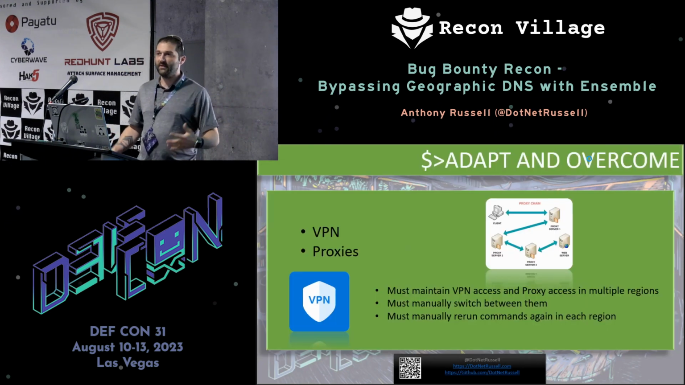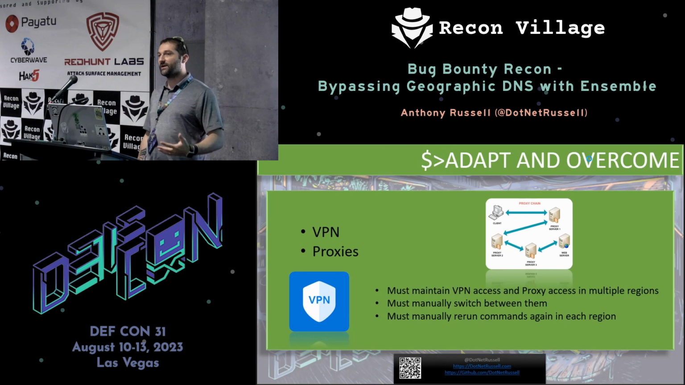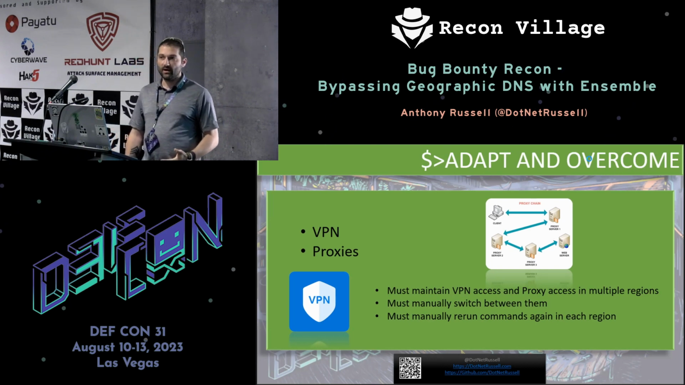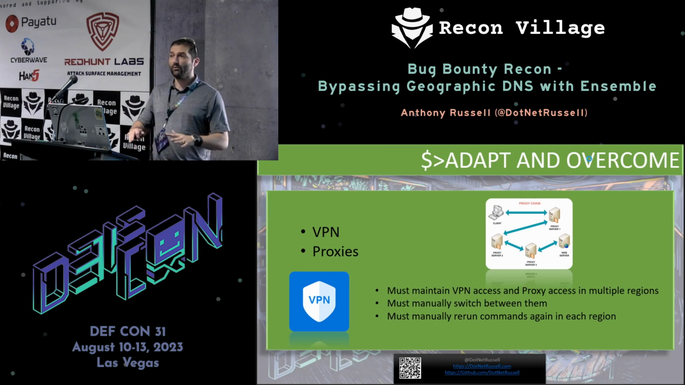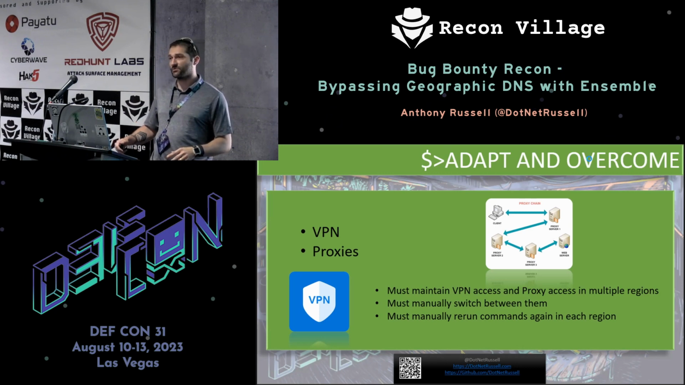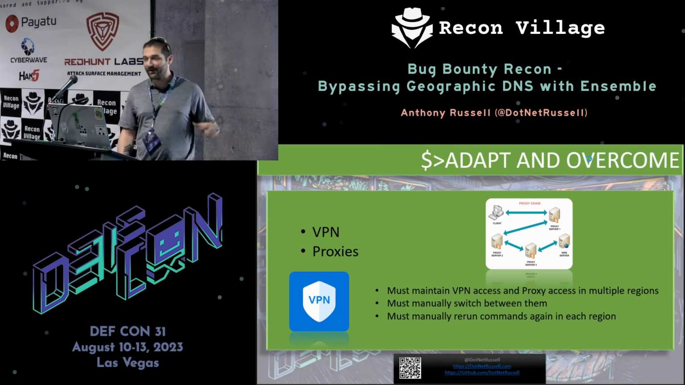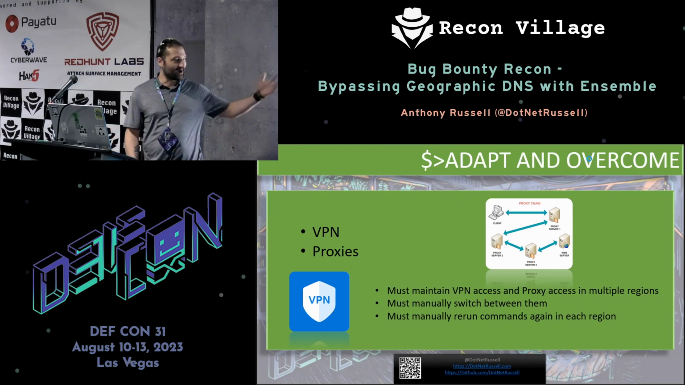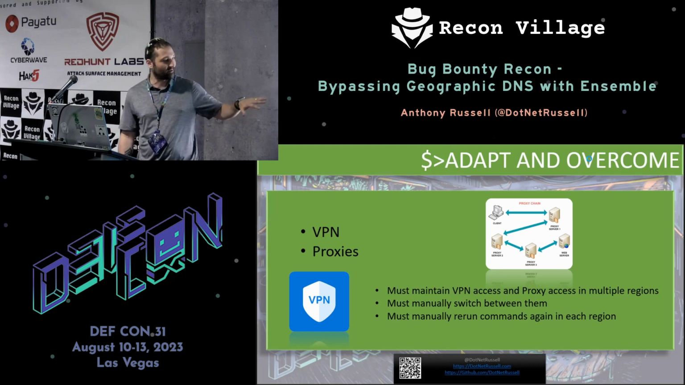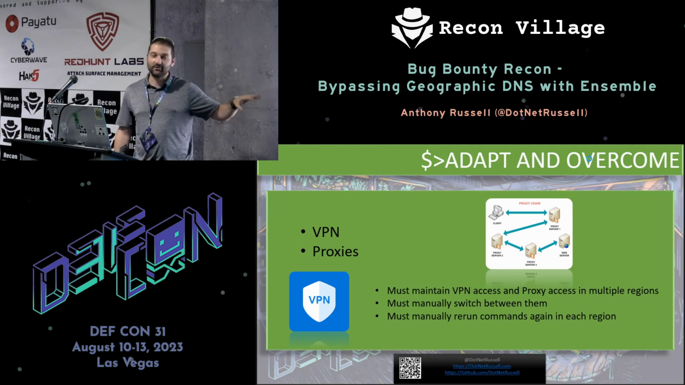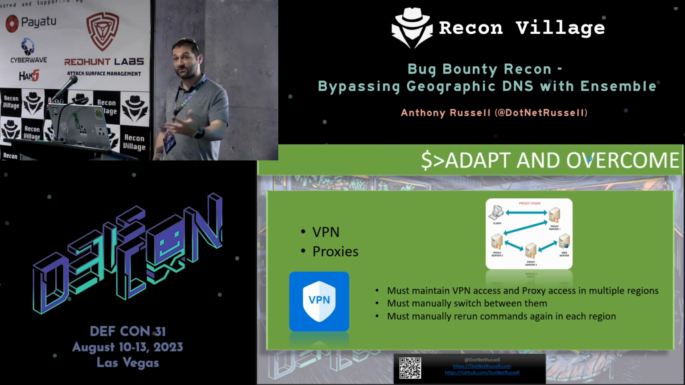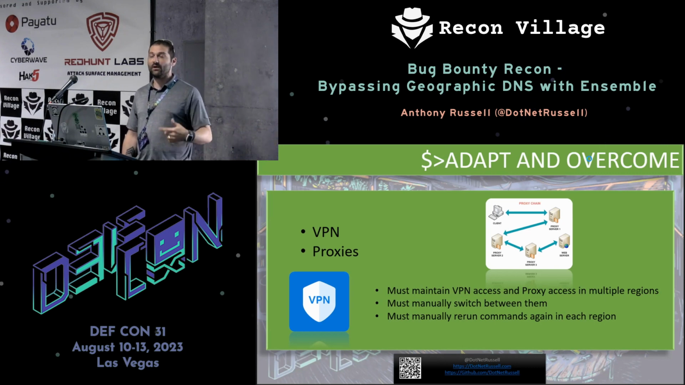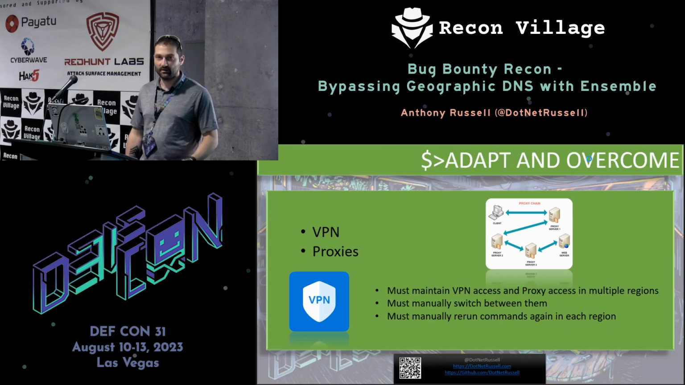Very simple. VPNs and proxies, right? That would be our way to get around it. The problem with VPNs and proxies, though, especially when you're talking about a global company, one that has servers all over the world, is that you're going to have to maintain a VPN in every region, and you're going to have to maintain proxies in every region. You're going to have to have these set up, and then you're going to have to manually switch between them unless you're good enough to script switching between them. And then you're going to have to manually rerun all these commands in every region.